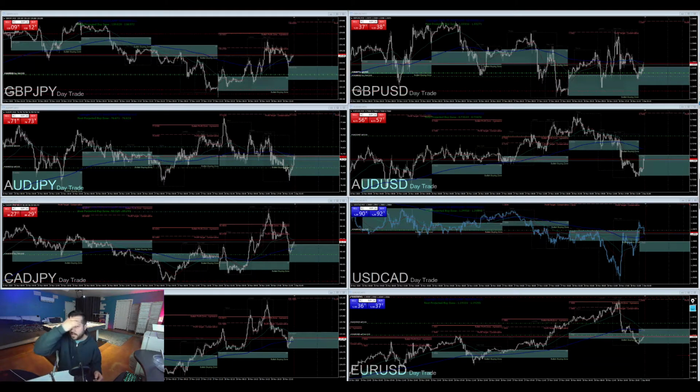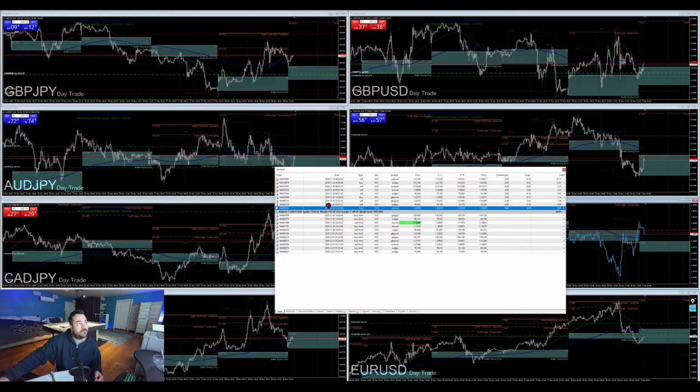All right, quick update. One of my position trades had just triggered. The USD CAD is a buy. That's it right there. Order number 2052.